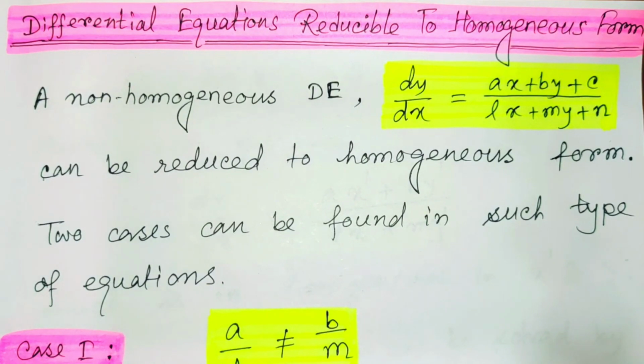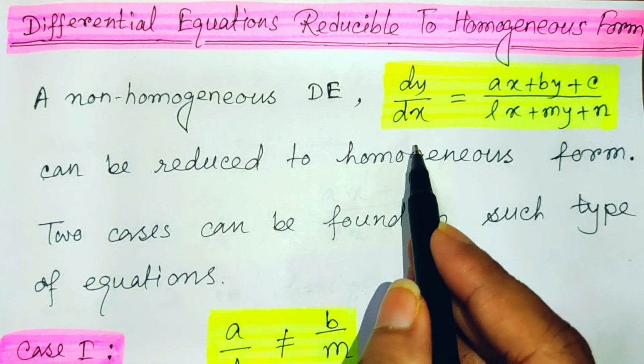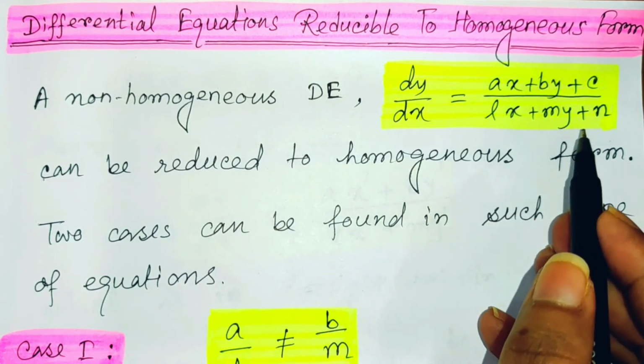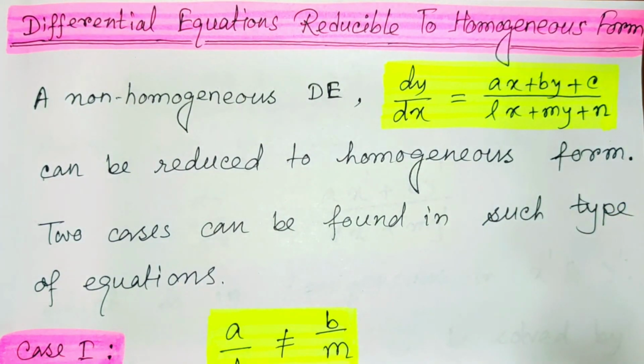In the last video we came to know about the homogeneous differential equation. In this video we are going to learn about differential equations which are not homogeneous but can be reduced to the homogeneous form. Such equations are given as dy by dx is equals to ax plus by plus c divided by lx plus my plus n. If the differential equation is in this format, then it is definitely not a homogeneous differential equation, but we can reduce it into the homogeneous form, and after that we can solve it. So how to reduce that we are going to learn now.